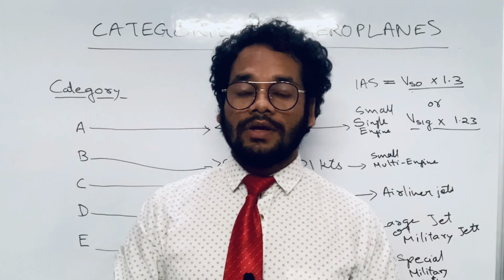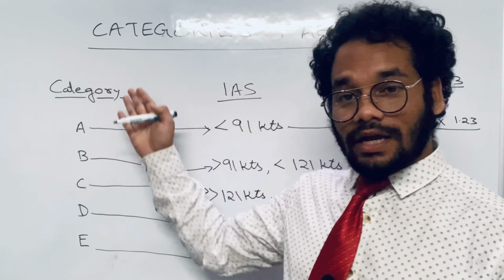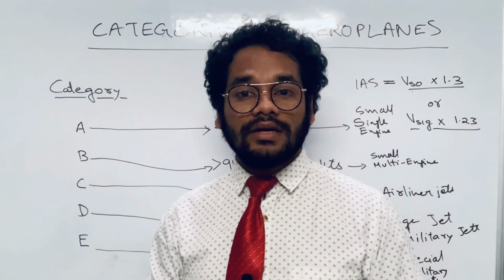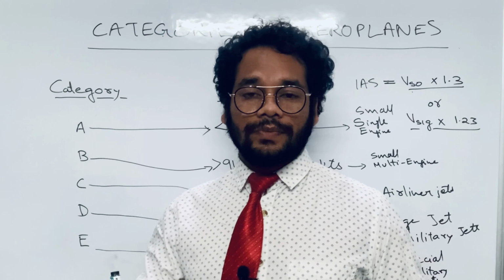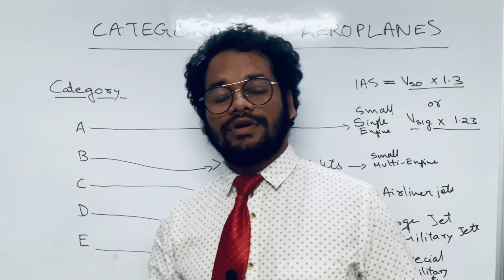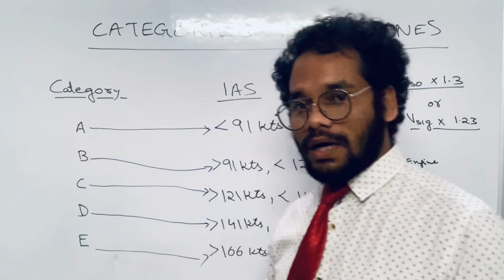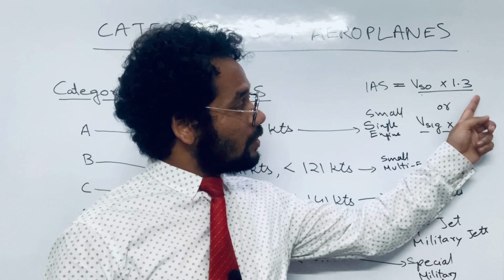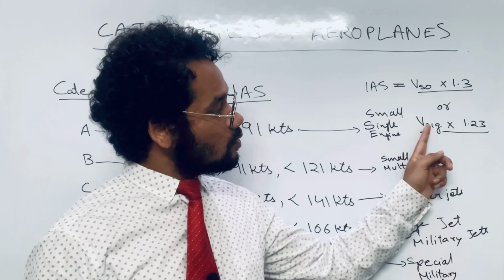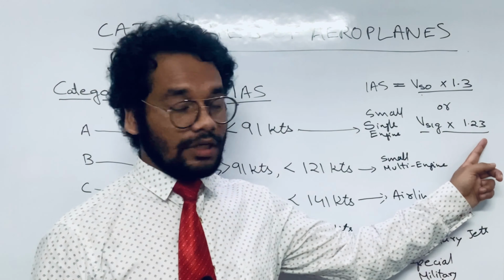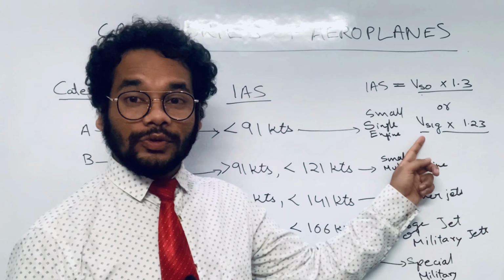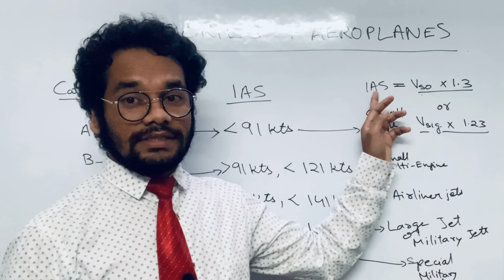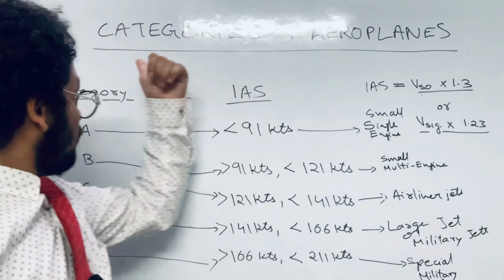Now I'll summarize the topic. What we have learned today is about the different categories of planes and on which basis they are categorized. They are categorized on the basis of the indicated airspeed at the threshold, when the aircraft is in landing configuration at maximum certificated landing mass. The IAS at threshold will be equal to stall speed times 1.3 or stall speed VS1G times 1.23. This is basically for Airbus 320 aircraft. Amongst these values, whichever is higher will be considered as the IAS for categorization of the aircraft.